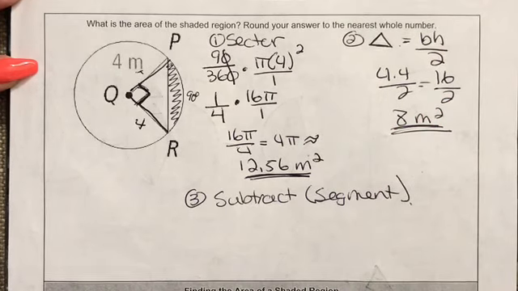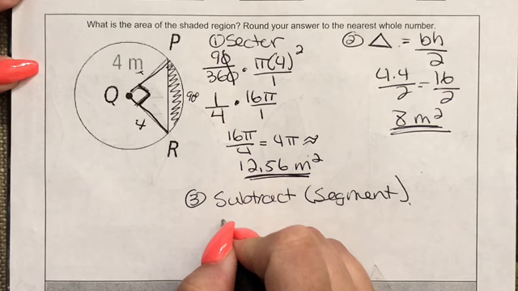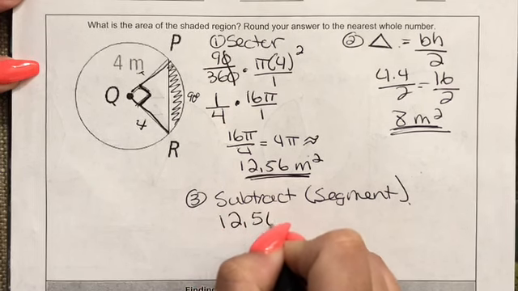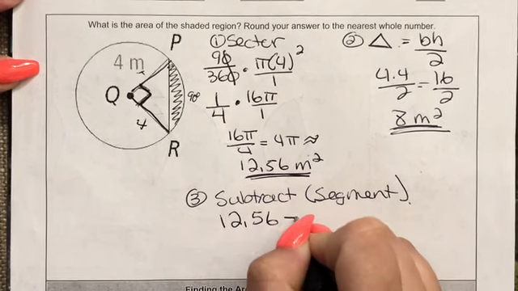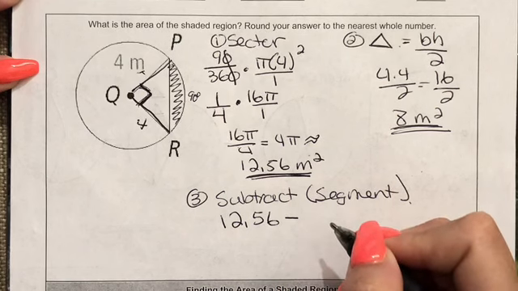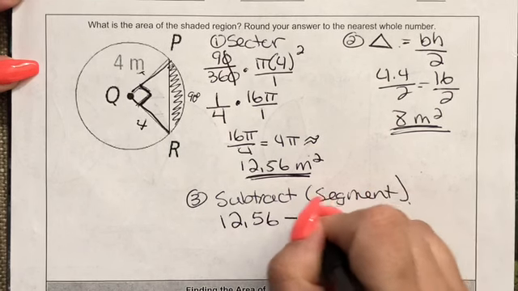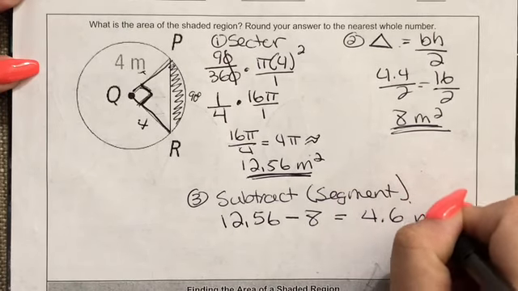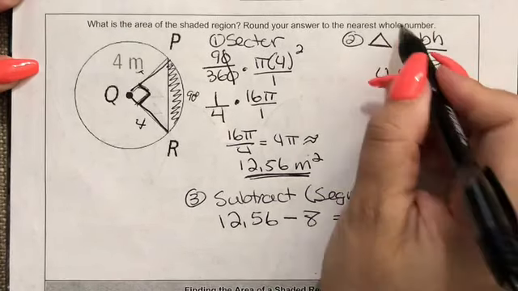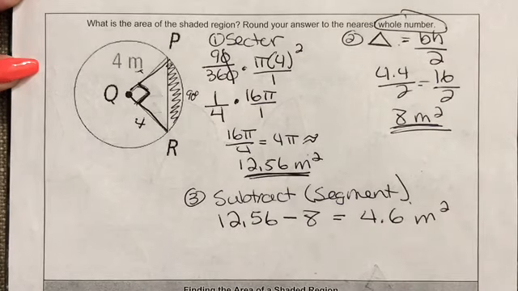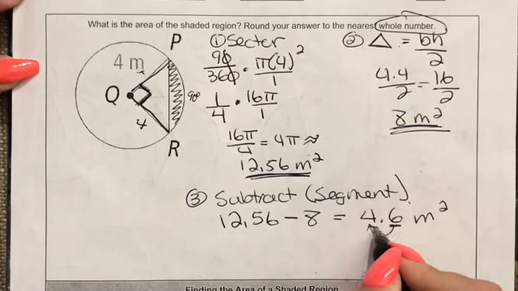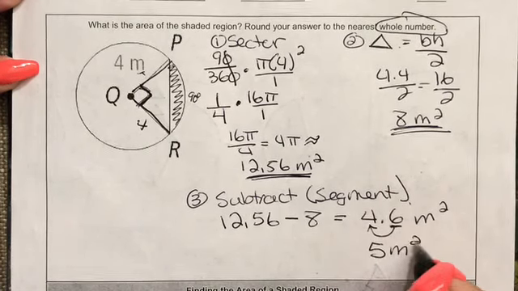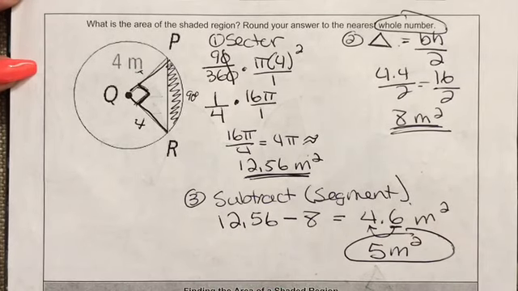So the last and final step would be to take the area of the sector, which is 12.56, and subtract the area of the triangle, which is 8, which is going to give me a final answer of 4.6 meters squared. Since the instructions say to round to a whole number, that 6 is going to change that 4 to a 5. So there is my final answer.